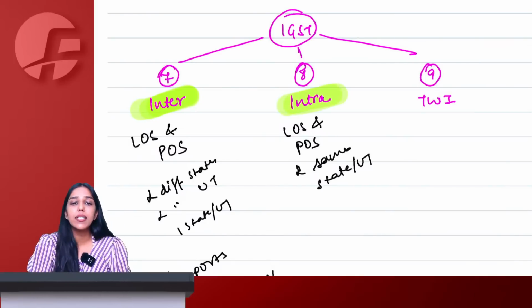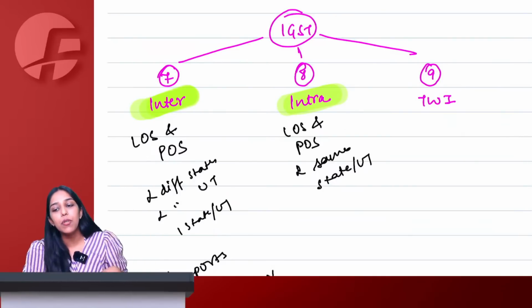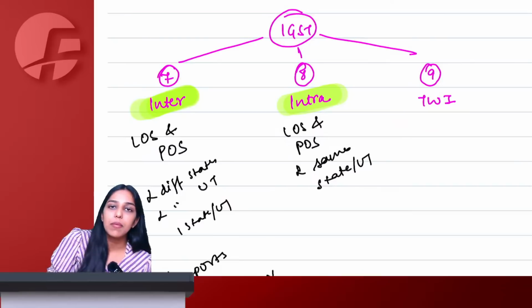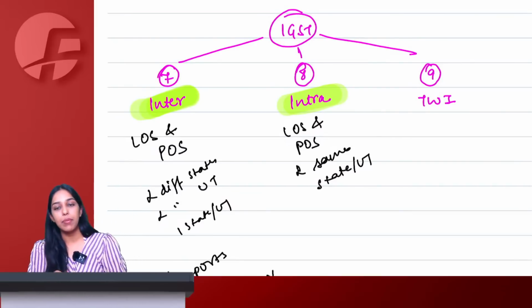Then ma'am, what is intrastate supply? So when location of supplier and place of supply are in the same state, same UT, we consider it as intrastate supply, and CGST plus SGST is applicable.